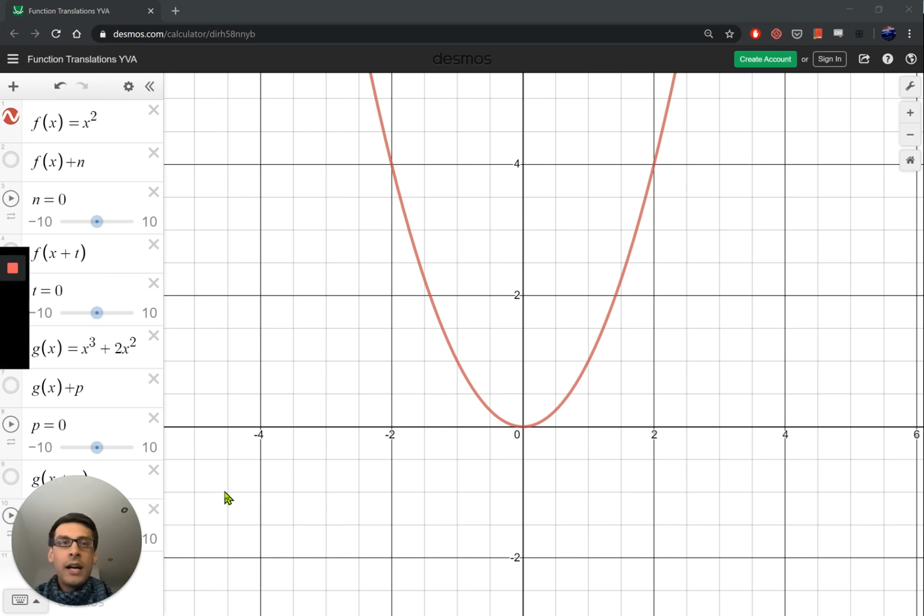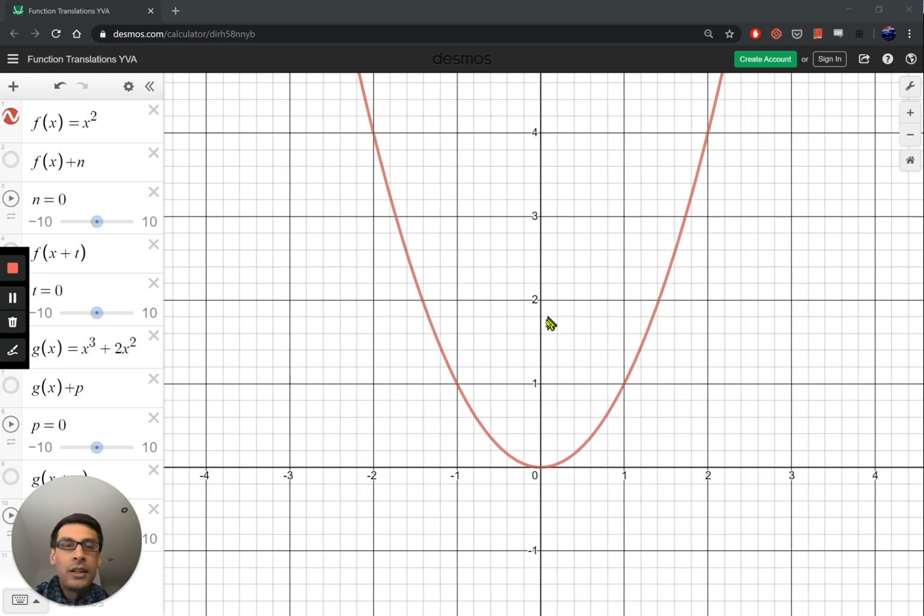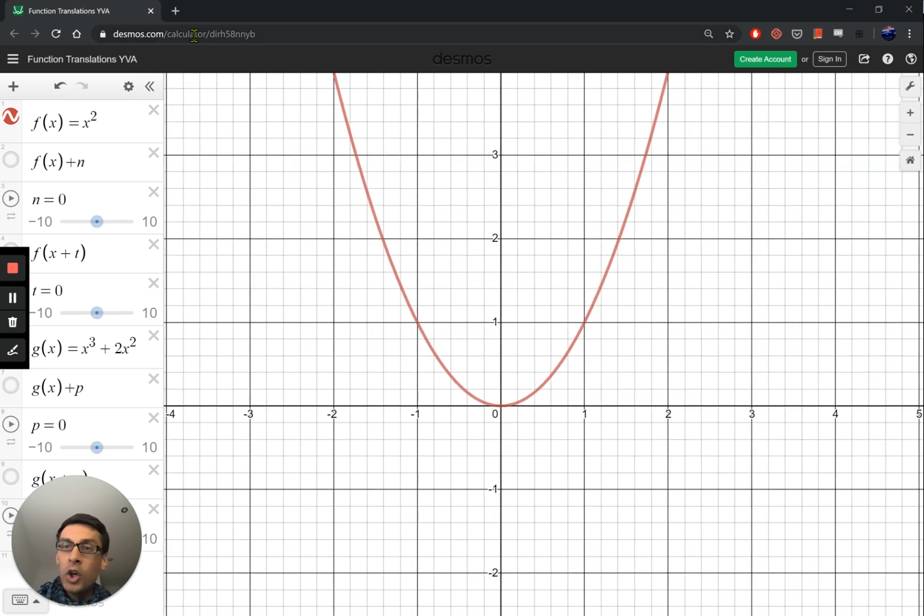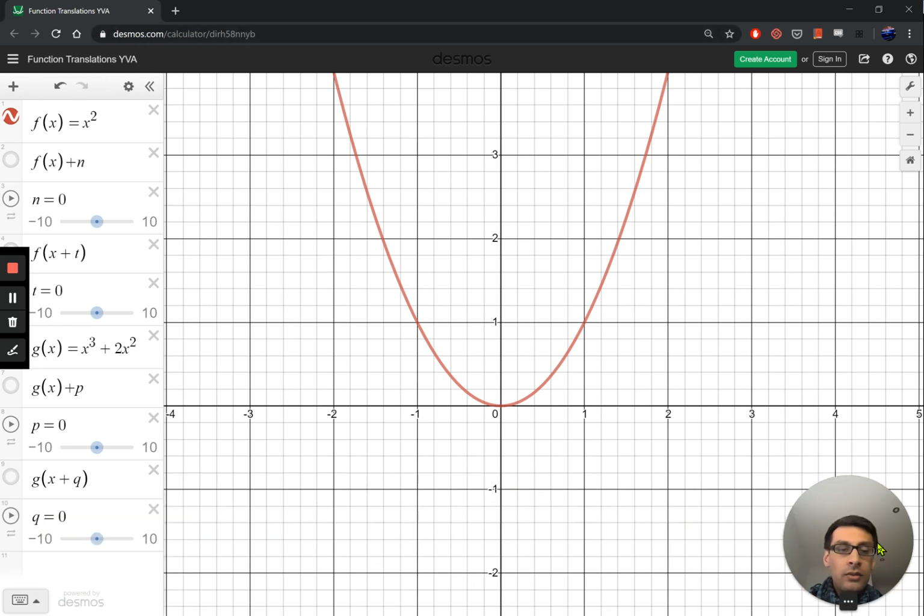show you how you can use Desmos as part of your homework if you need to, and just consolidate your understanding. So the link that you click on Google Classroom is going to take you here. This is just a little thing I made for you guys to be able to play around with the numbers.